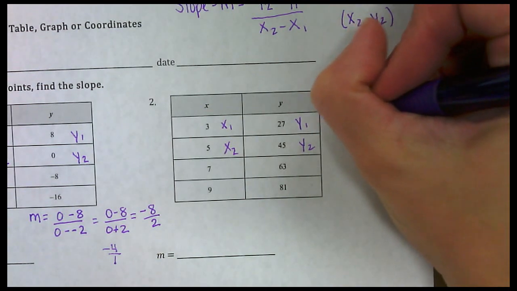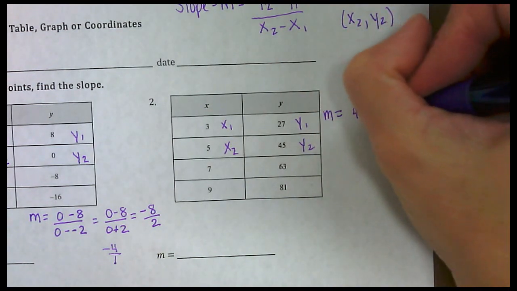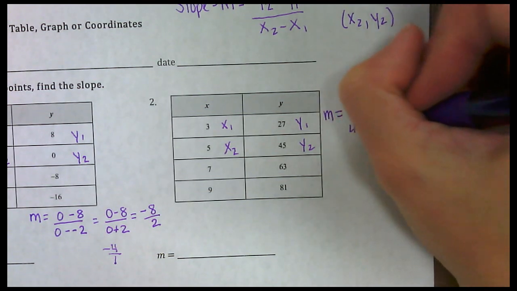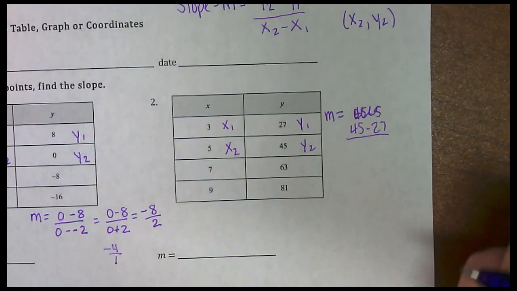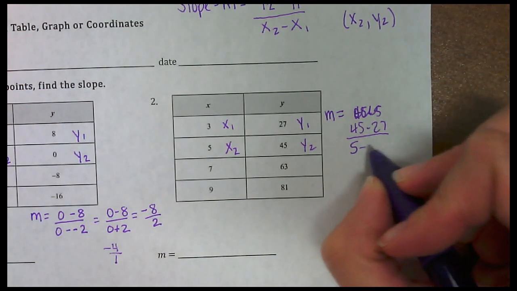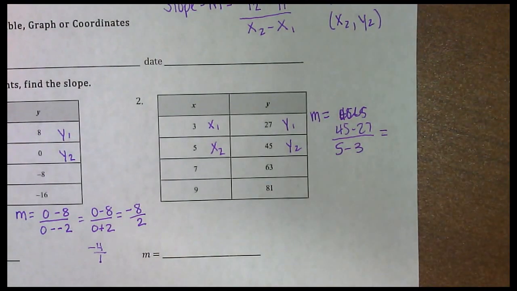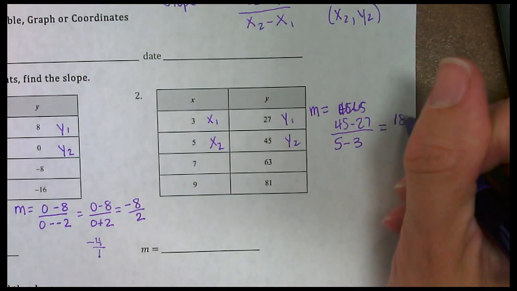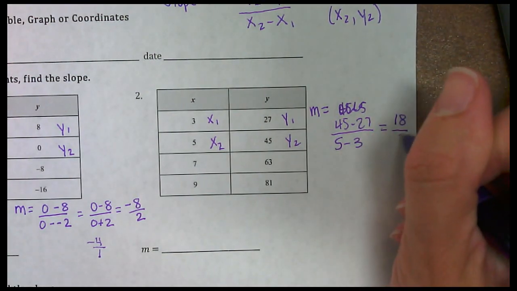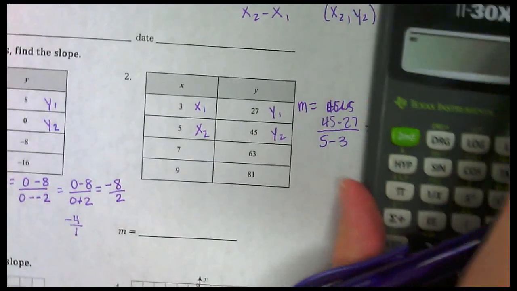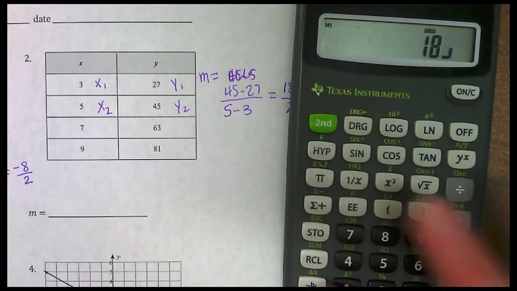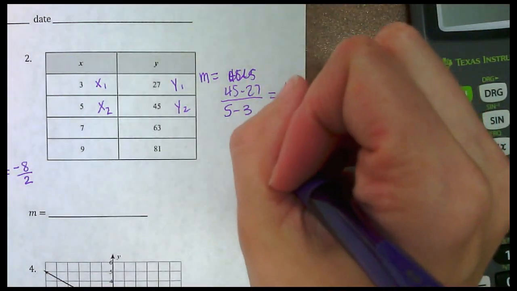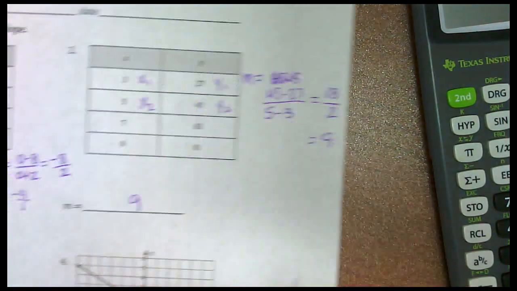For number 2, x1, y1, x2, y2. I'm going to say m is equal to 45 minus 27 over 5 minus 3. So I've got 45 minus 27, that gives me 18, over 5 minus 3 is 2. Again, if you have a fraction, type it into your calculator and hit equals, and you'll see that it's 9. So our slope is positive 9.